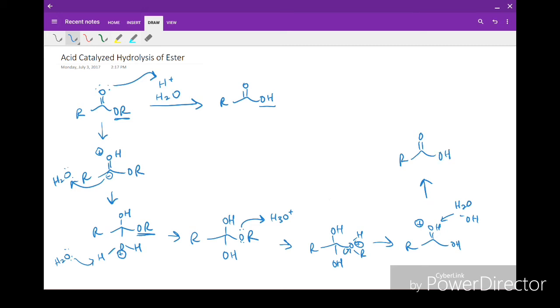Now, since this is a reaction involving carboxylic acid derivatives, it's also called an acyl substitution or an addition-elimination reaction. So what have we added? We've added the water. What have we eliminated? We eliminated this alcohol group, and we have turned our ester into our carboxylic acid right here.